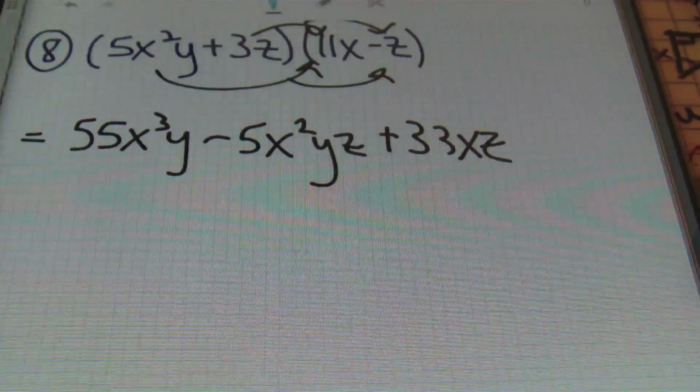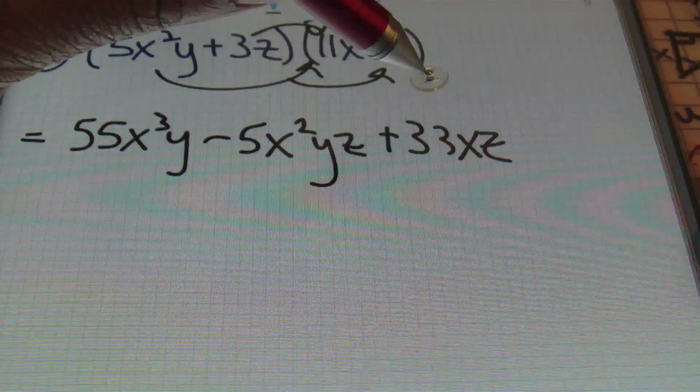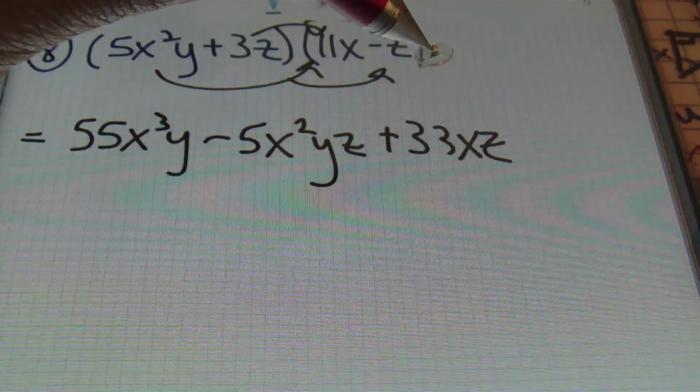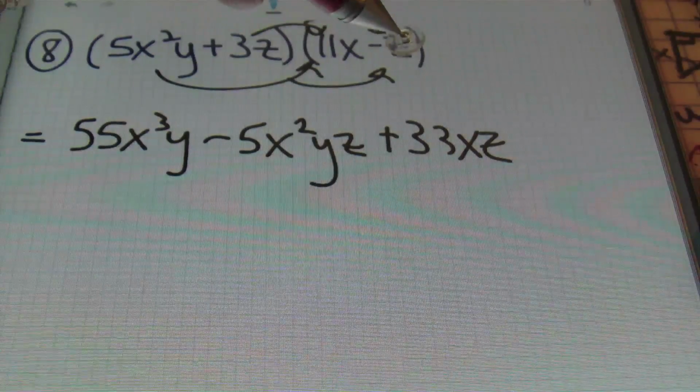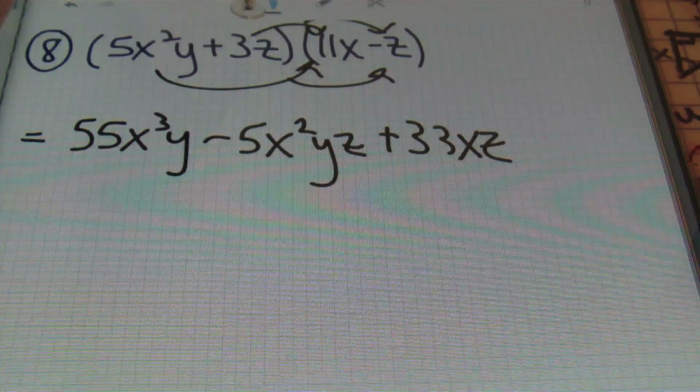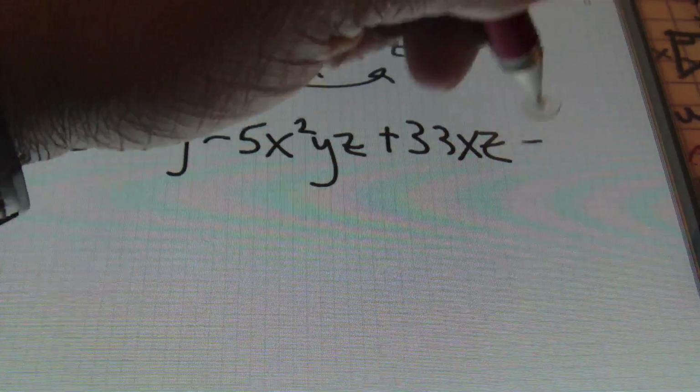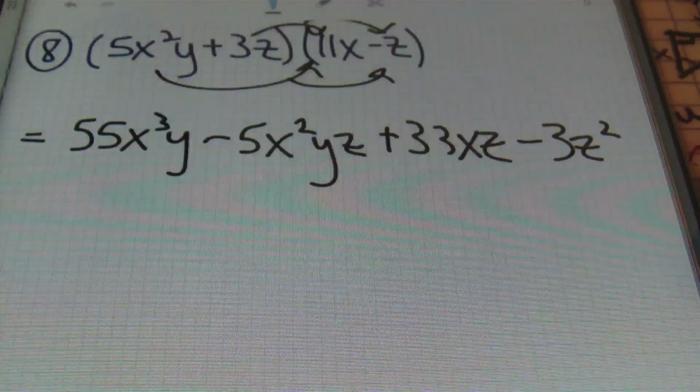33xz. All right. Once again, the purpose for writing your variables in alphabetical order is to help you identify any like terms when you're finished multiplying. So please do that every time. Then we'll be multiplying 3z times negative z. That gives me negative 3z squared.